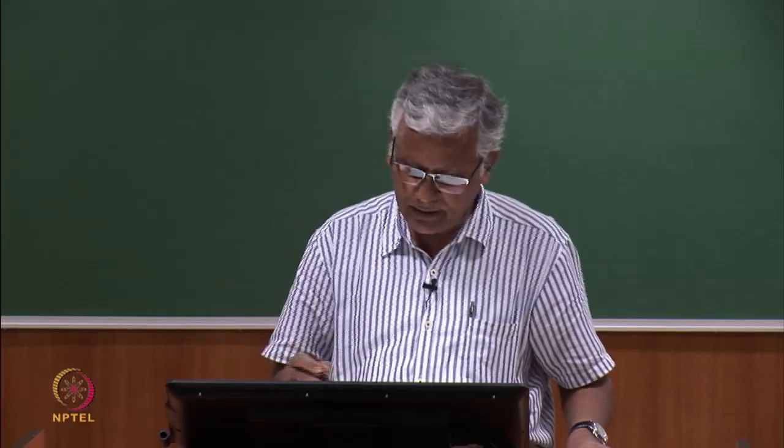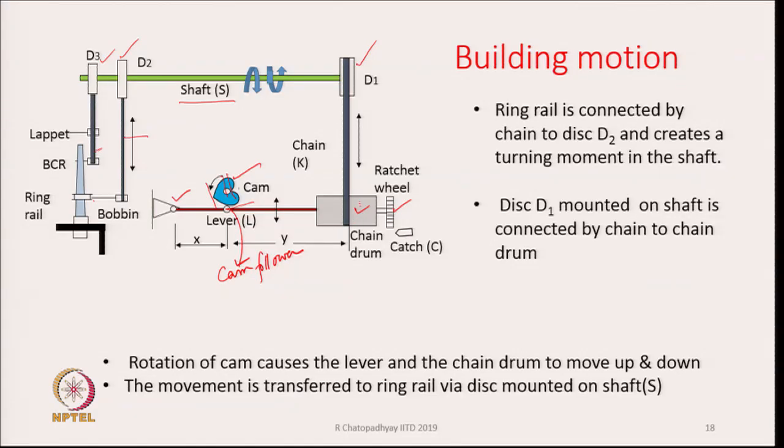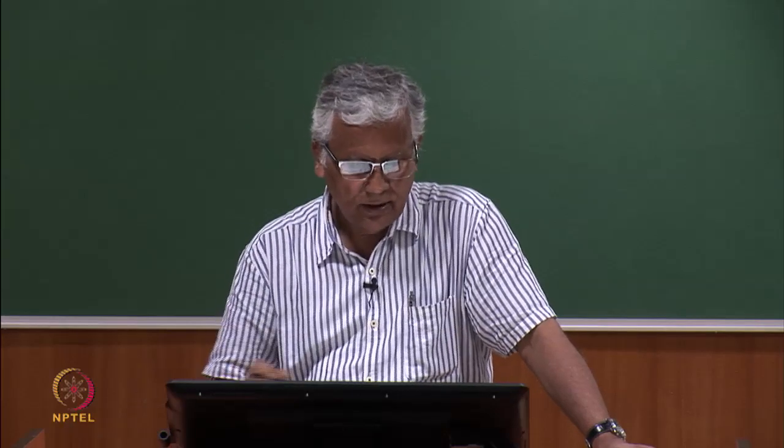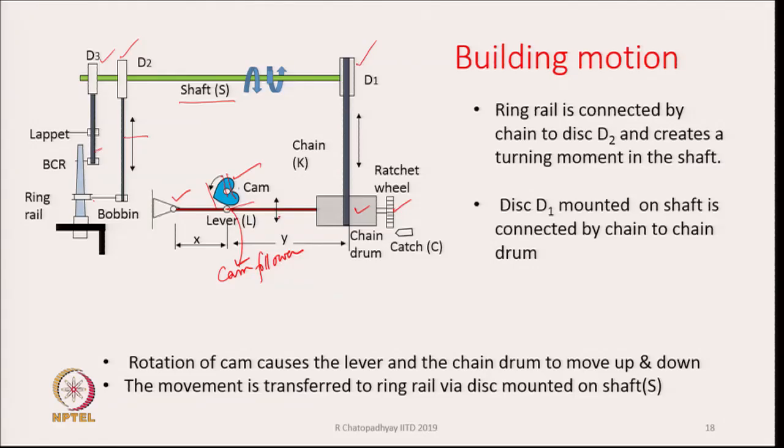As the lever is depressed, the chain drum will also be depressed. It will go down or it will move up depending upon where the contact is established between the cam and the cam follower. So, as the cam rotates, the lever we can imagine is moving up and down as shown by this double sided arrow, and the chain drum will as a result move up and down, and hence this chain K which is shown will be pulled sometimes and pushed sometimes.